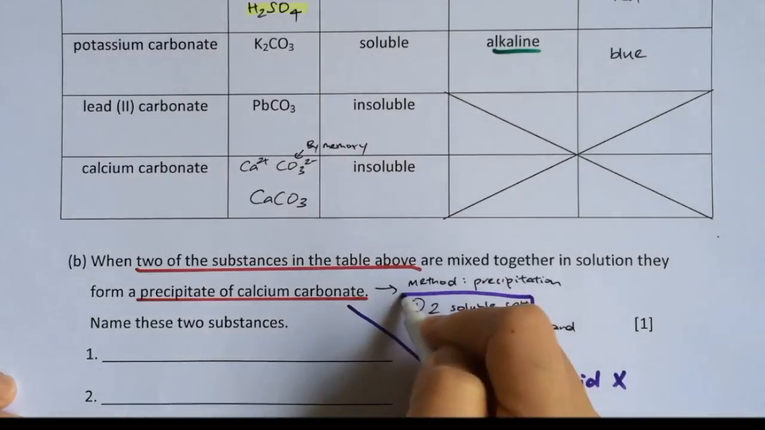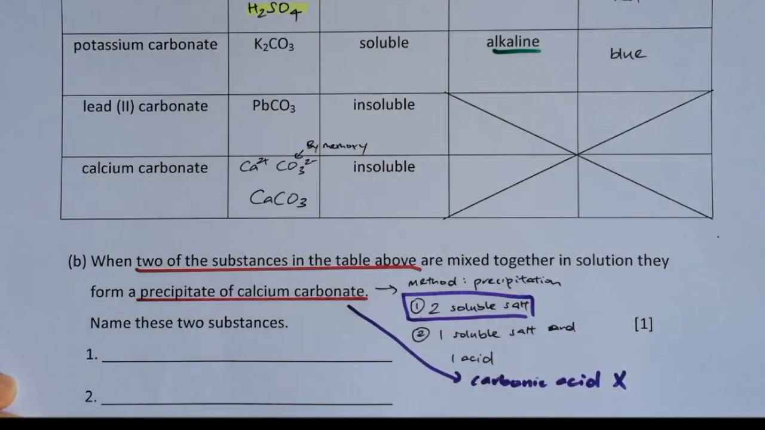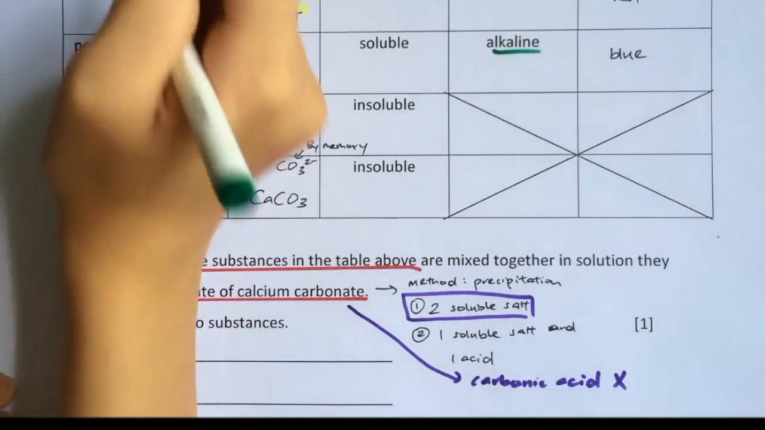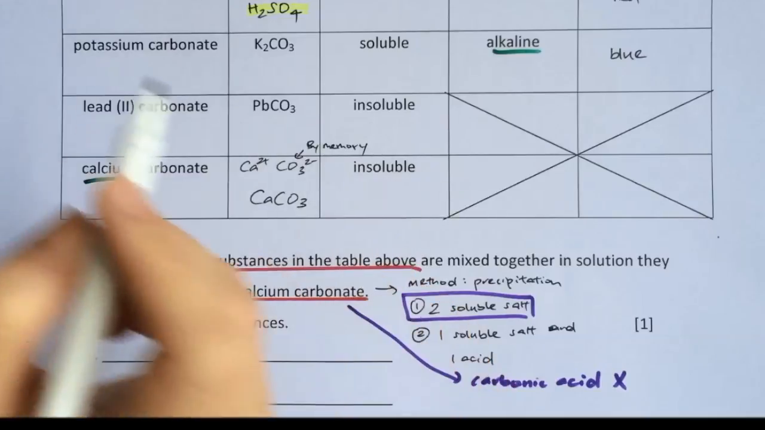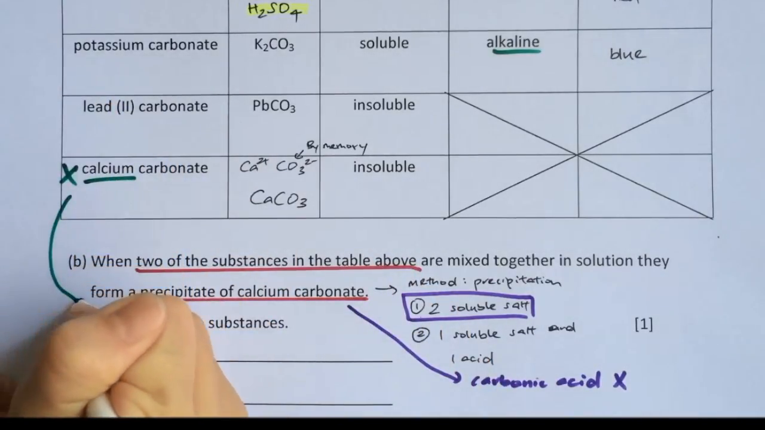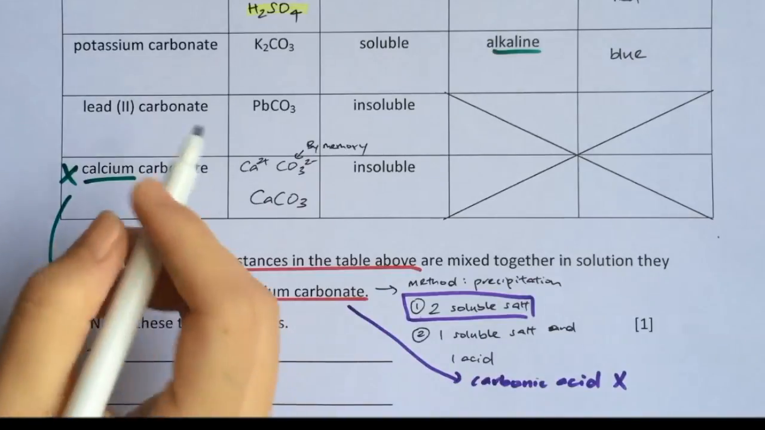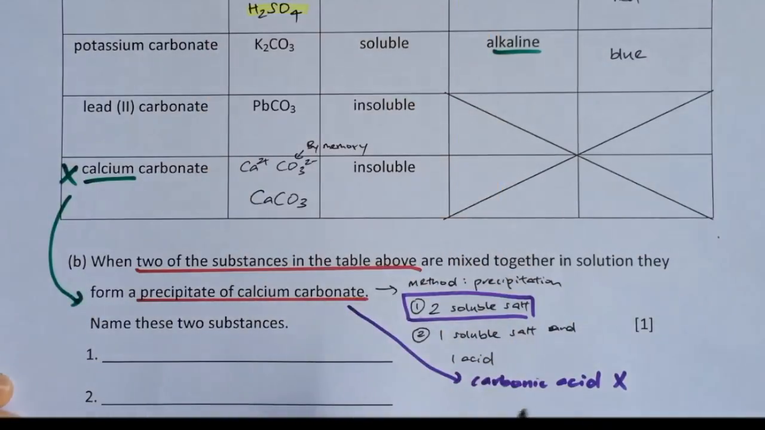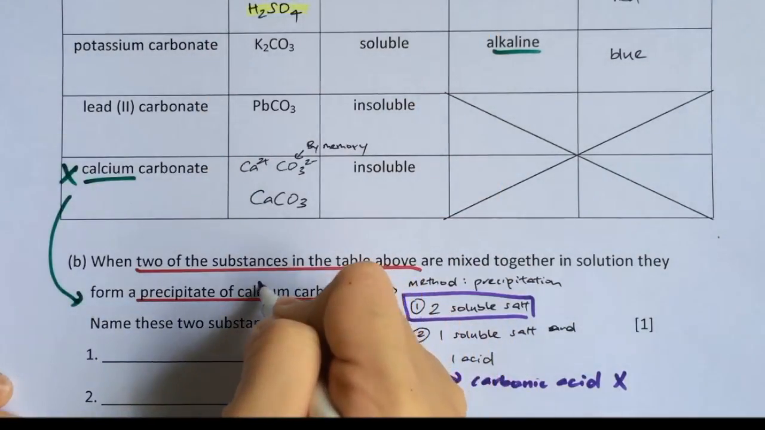So we are looking at number 1 option, which is two soluble salts. So if we look at the table, we see two salts that have calcium in front. Calcium carbonate obviously cannot be used to make calcium carbonate because that is what we want. So it will be calcium chloride. And then we check calcium chloride is soluble. So that's one of the options.